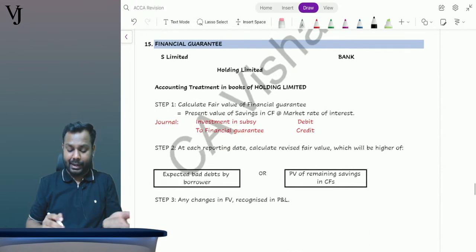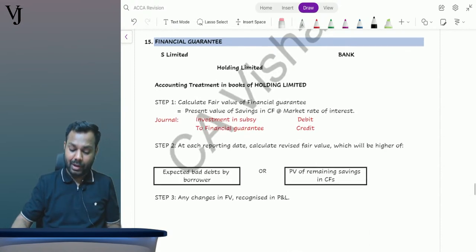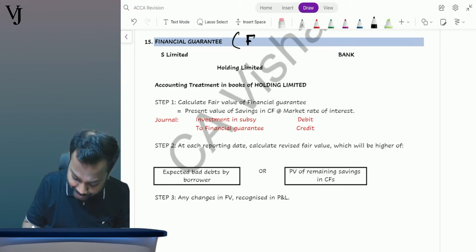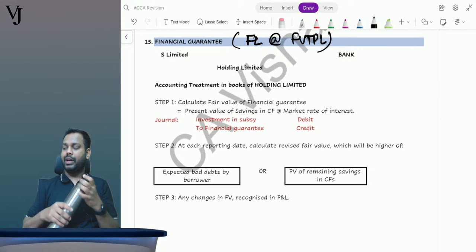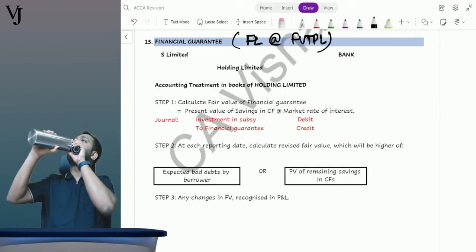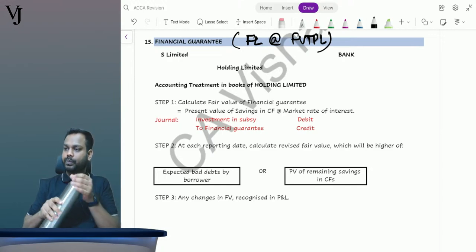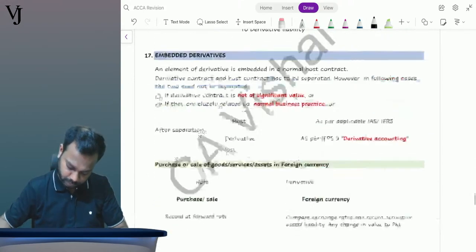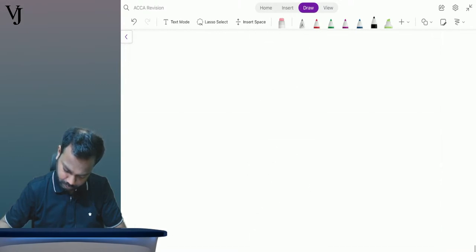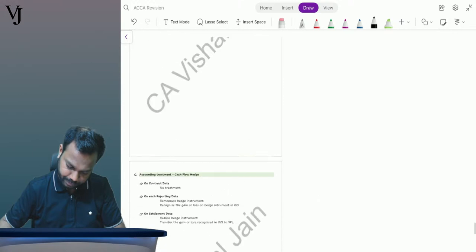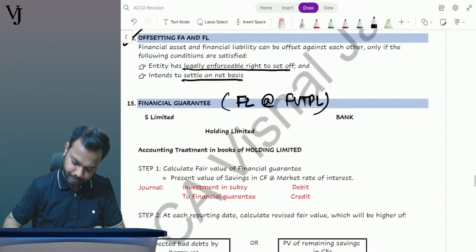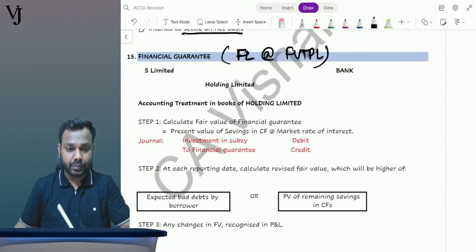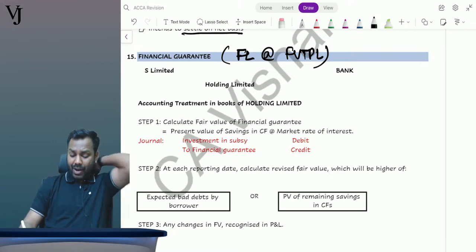Comes the question of financial guarantee. Come on guys, tell me if everything is clear so far. Now, this financial guarantee is a special case of financial liability at FVTPL. Please confirm if everything is clear so far, everyone. Okay, wonderful, thank you. Now, what is the meaning of financial guarantee?